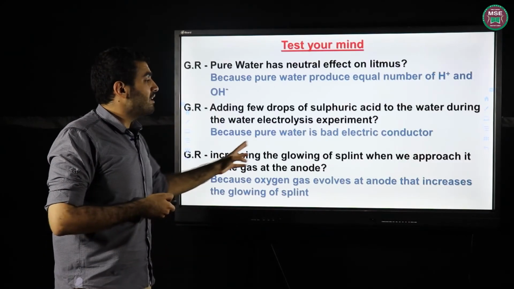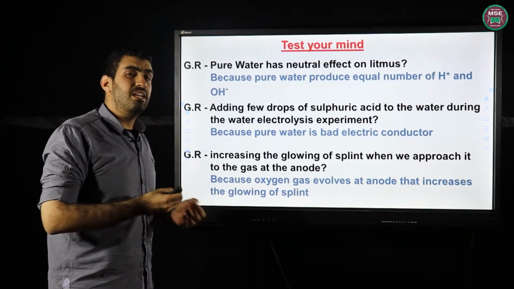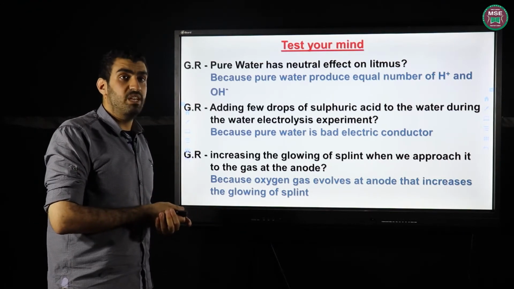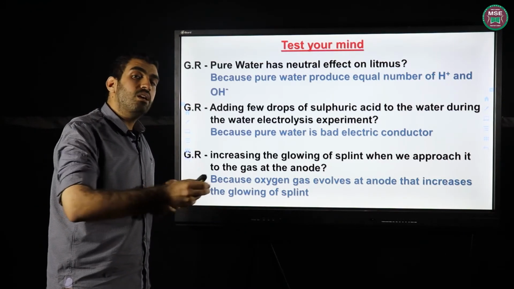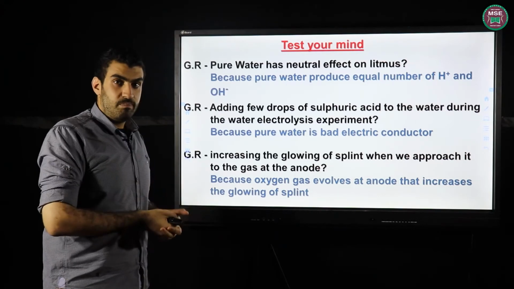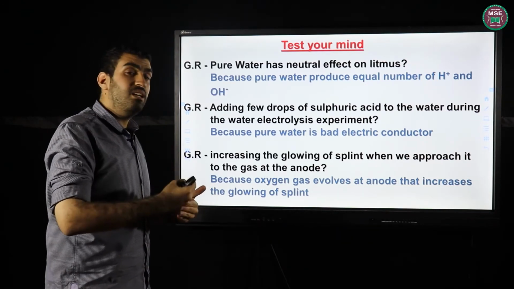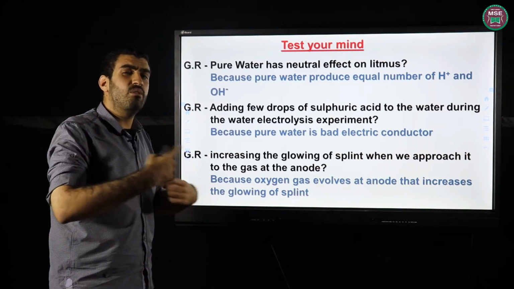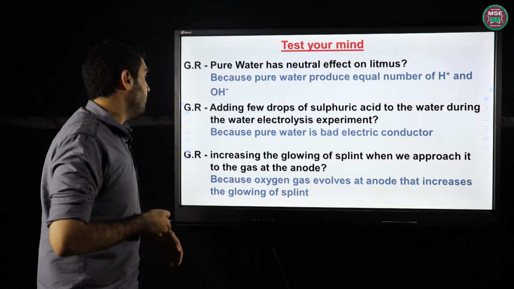Because water is a bad electrolyte. Water is a bad electrolyte or bad electric conductor, which means water can't conduct electricity in such a good way. So we have to help it by adding sulfuric acid, which increases the rate of electricity passing.